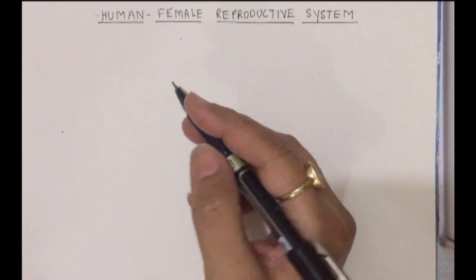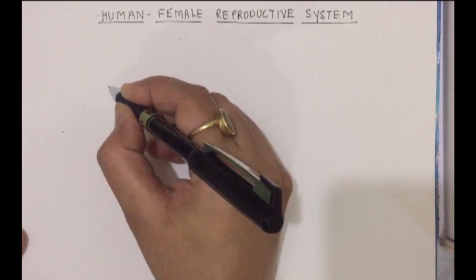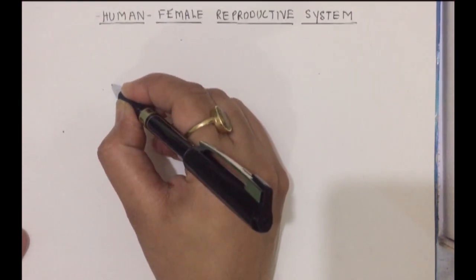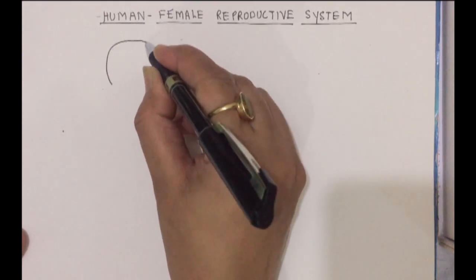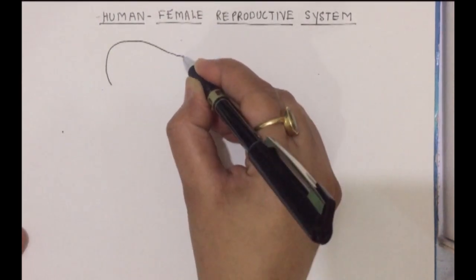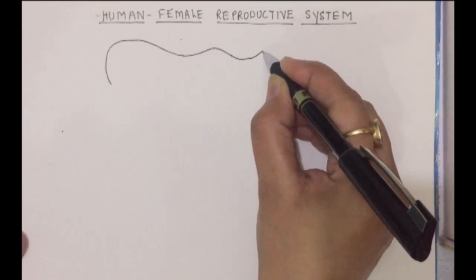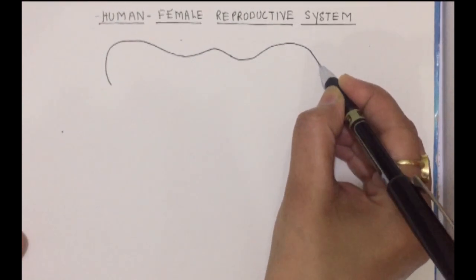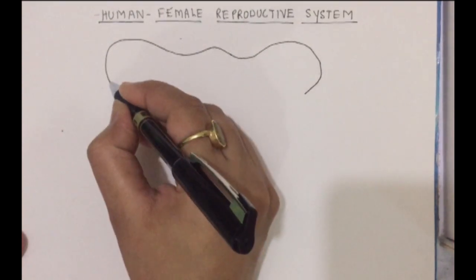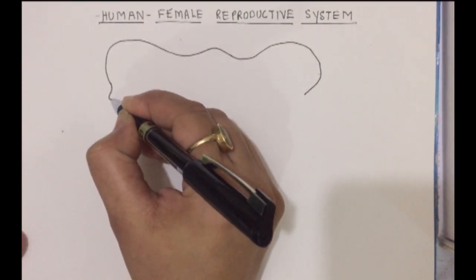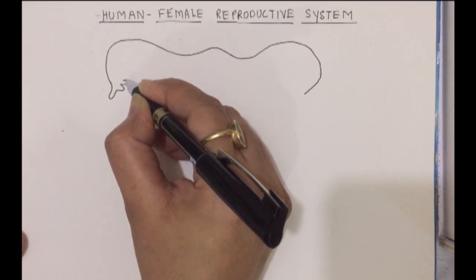We know that we have a pair of ovaries in females. Here we will see the frontal view. What we are going to do is, I am drawing slowly, not going very fast, so that you can also draw along with me. Are you done? See, you're going to draw it like this.